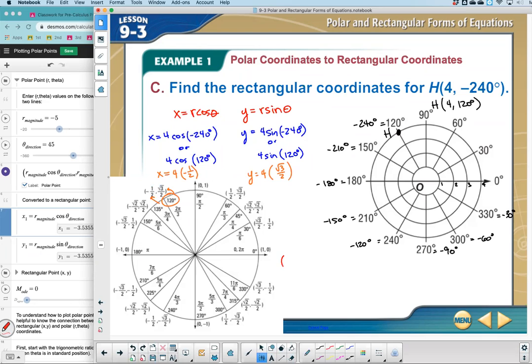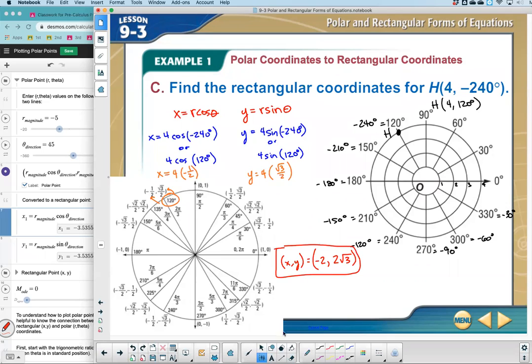When I simplify these values out, the x, 4 times negative 1/2, will be negative 2. And then here, 4 times the square root of 3 divided by 2: 4 divided by 2 is 2, so it'll be 2 times the square root of 3. That will be my solution.